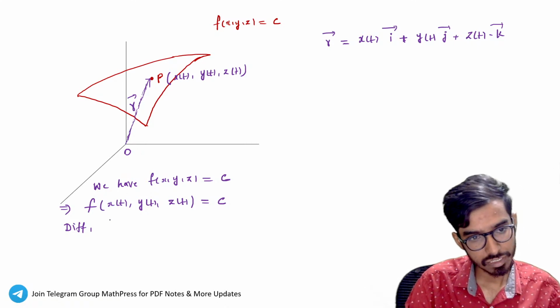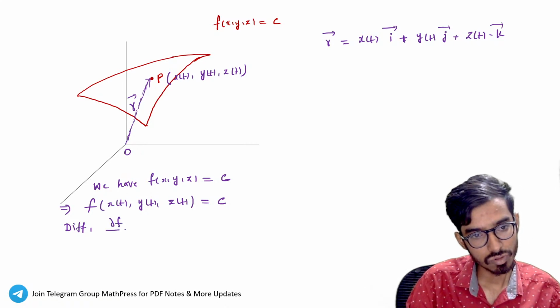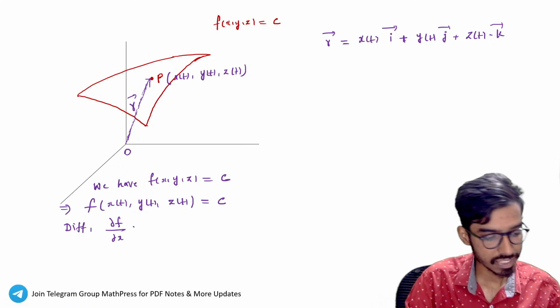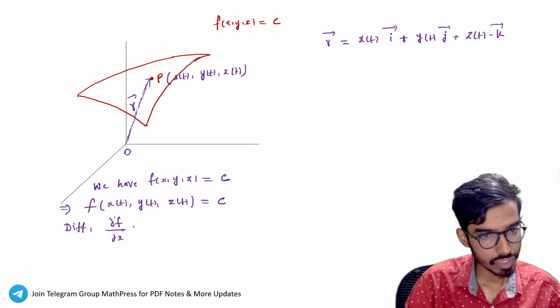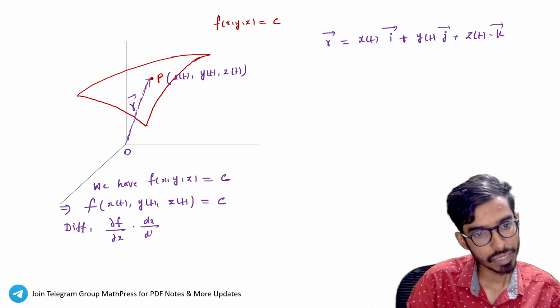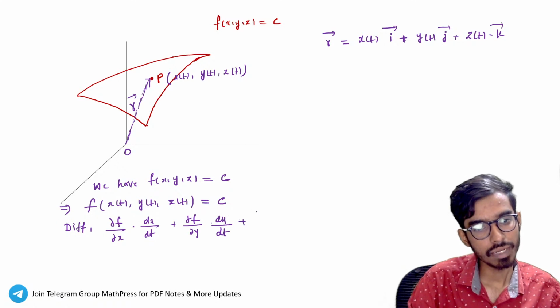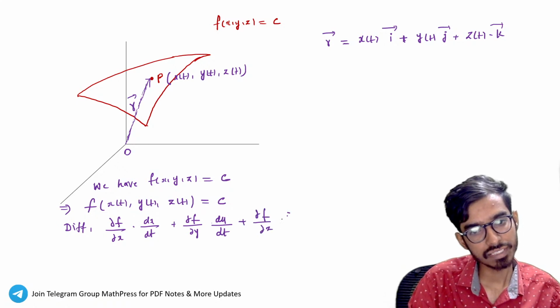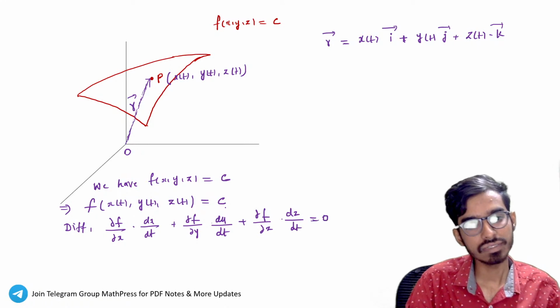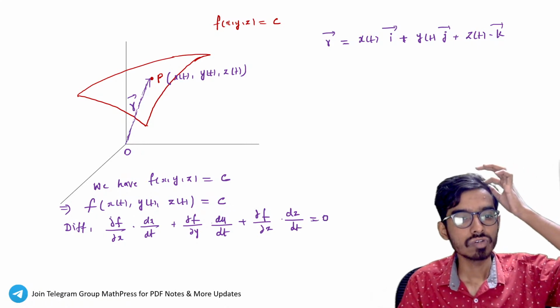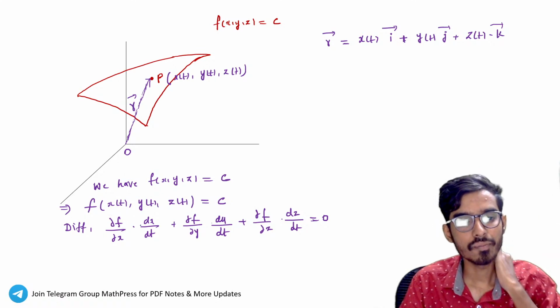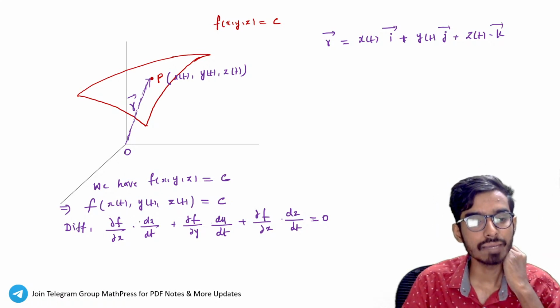If I differentiate this, we will have ∂f/∂x · dx/dt + ∂f/∂y · dy/dt + ∂f/∂z · dz/dt. This will be 0, right? Because the derivative of a constant is 0. So I'm just differentiating this, using the chain rule, right?